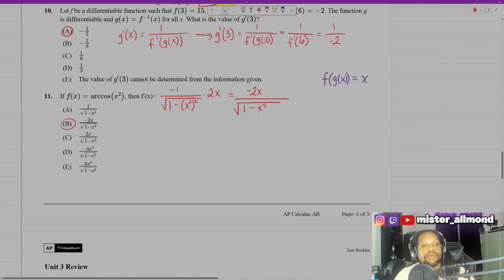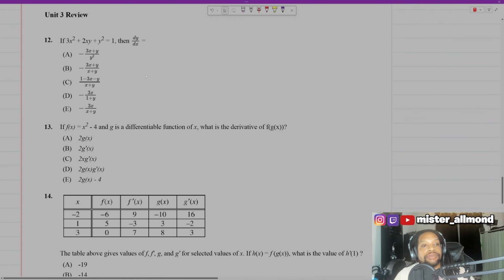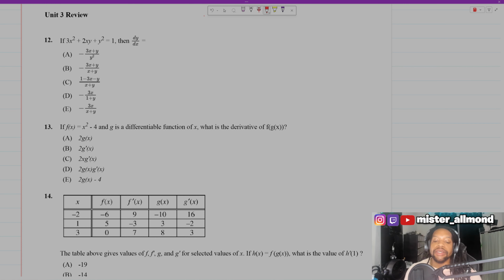All right, so number 12, implicit. I want to say this one looks familiar. I want to say I've done this before. But all right, let's try it. And again, the reason I know it's implicit differentiation is because it's not an explicit function. An explicit function would be like a y equals some function of x. So because the x's and y's are intermingled, I got to go implicit.